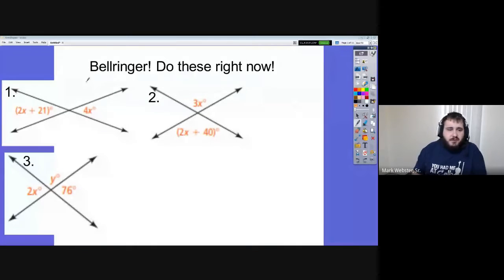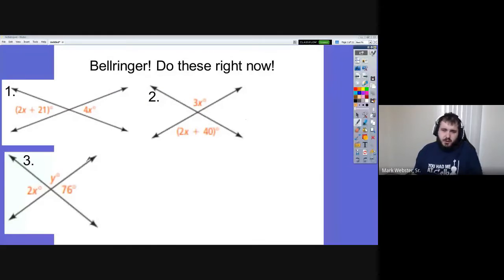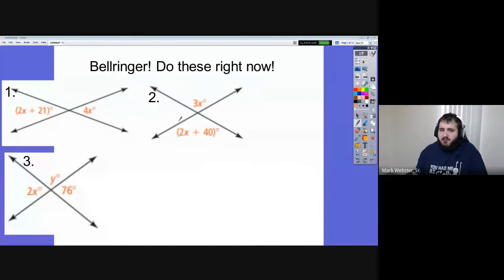Okay, let's go over these problems. All three of these are problems that we should have been able to do in chapter 1 when we talked first about vertical angles and first about supplementary angles. So let's go over problem number 1 and number 2.